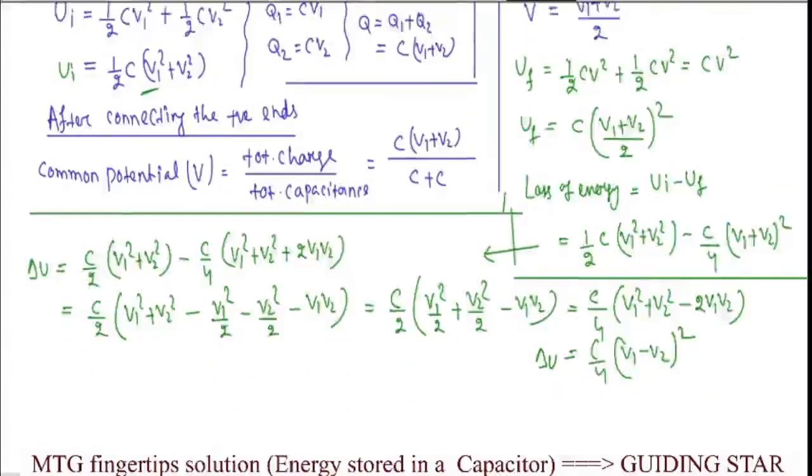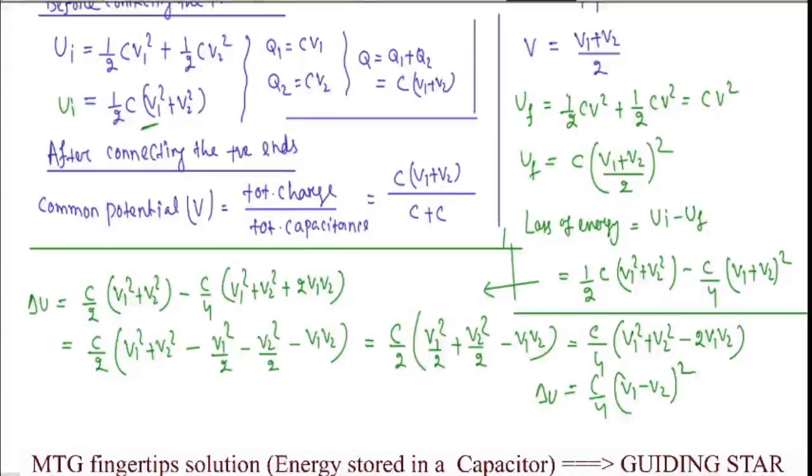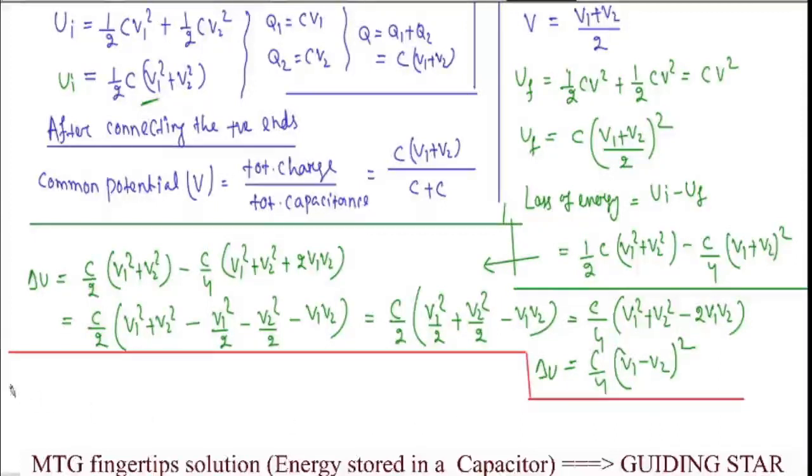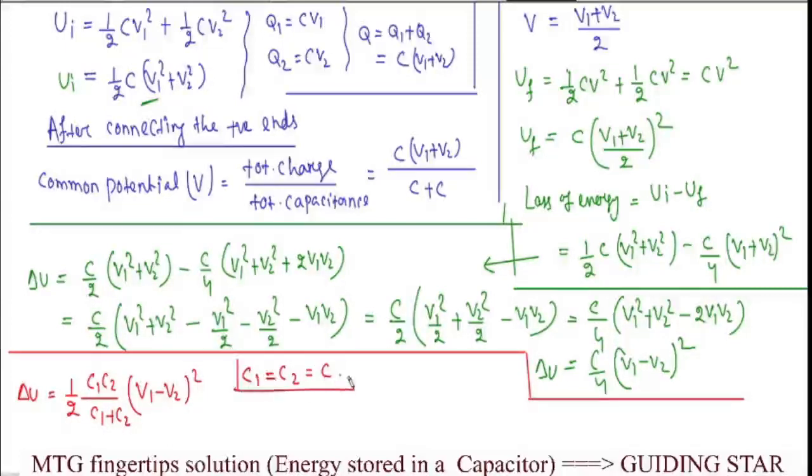Clear? Or else we can proceed with another method. What is that method? To find out the loss of energy, we can use the direct formula. Loss of energy equals half C1 C2 divided by C1 plus C2 into V1 minus V2 whole square. As over here the capacitances are the same for both capacitors, that is C, this is the given information. Clear?